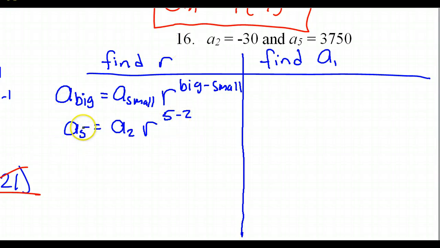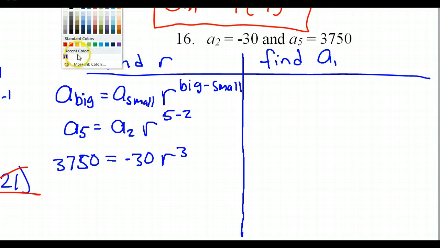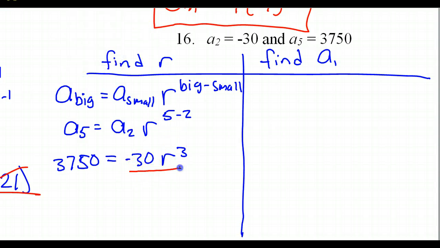Let's go ahead and do these substitutions now. A5, that's 3,750. So 3,750 is equal to A2, that's negative 30, times R to the third power, because of the 5 minus 2. So we go ahead and divide by negative 30 to see what is what. So these are gone.